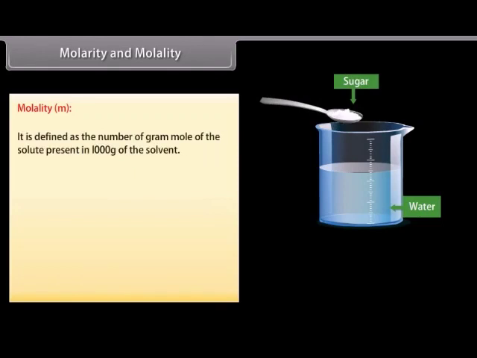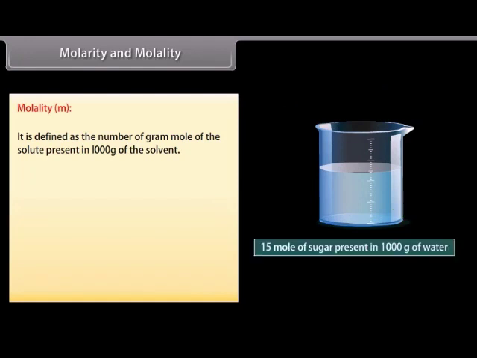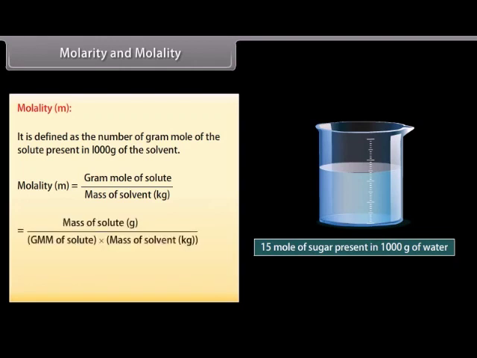Molality. It is defined as the number of gram mole of the solute present in 1000 gram of the solvent. It is represented by small m. Mathematically, molality is represented by small m is equal to Wb in grams divided by product of gram mole mass of B and Wa in kilogram. A solution containing 1 mole of solute per 1000 gram of solvent has molality equal to 1 and is called a molal solution.